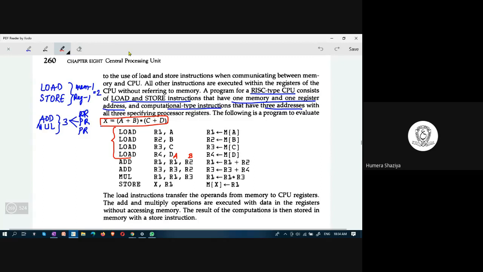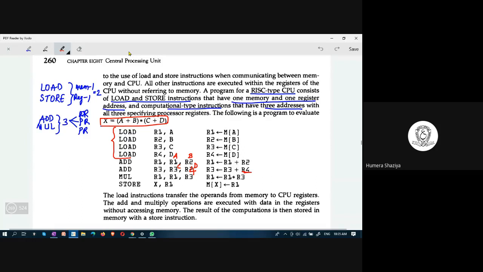Next add statement adds C and D. Add R3, R3 is C, and this should be R4. This should be R4. This is a printing mistake. This should be R4. R4 has got D. So R3 is equal to C plus D. Here it is given. Look at here. By mistake it came as 2, but it is R4. So R3 equals R3 plus R4. Now R3 has the addition result of C and D.